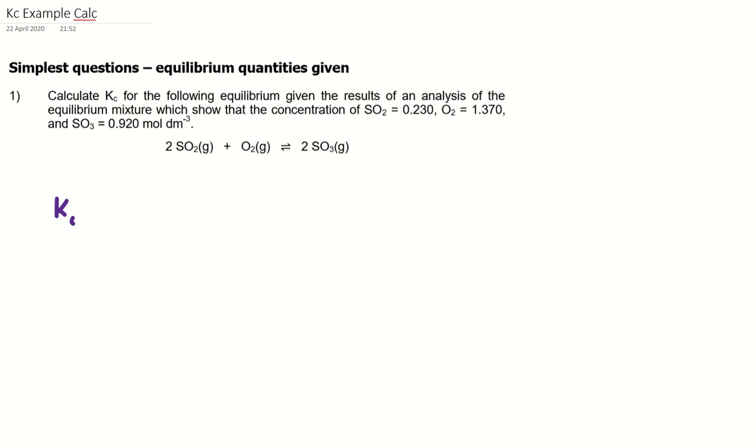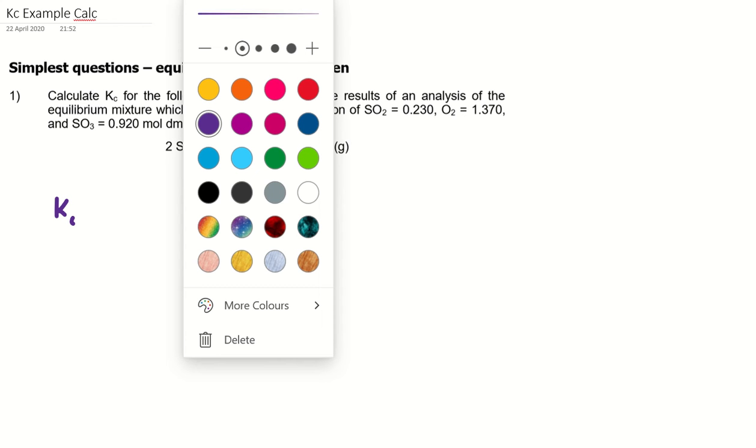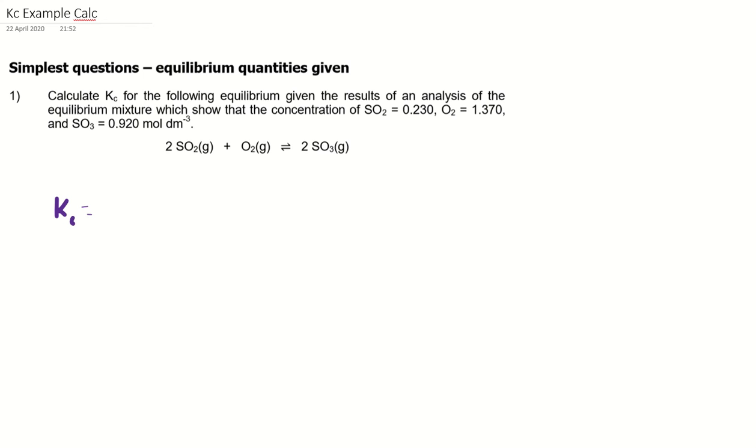So Kc equals the concentration of SO3, that's one of the products, SO3. Now there's 2 moles of them made on the right hand side, so we're going to square that, because it's the same as writing concentration SO3 times concentration SO3, and you're making 2 molecules, so that's why it's doubly important. And then on the bottom you've got concentration of SO2.